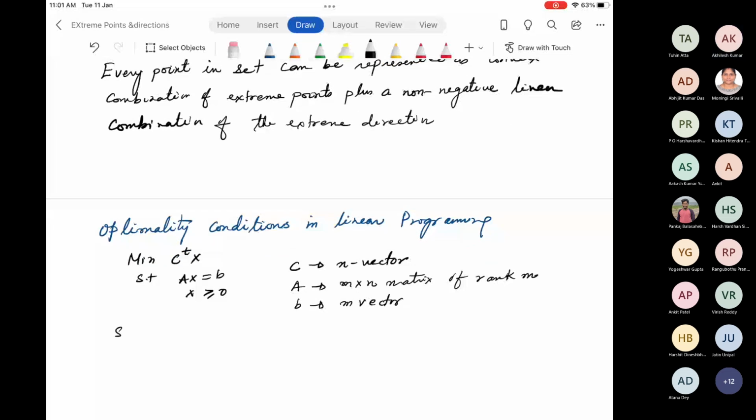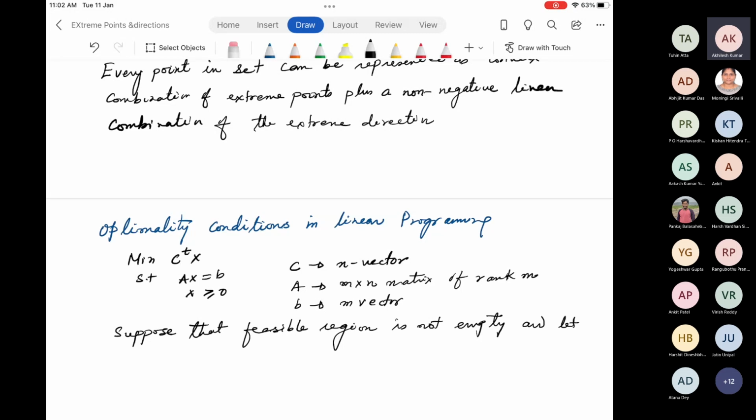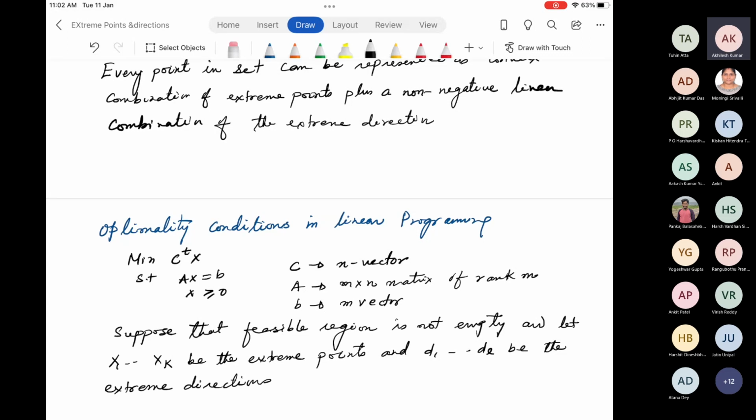Suppose that the feasible region is not empty, and let x1 to xk be the extreme points, and d1 to dl be the extreme directions of the feasible region. When I say feasible region, it is convex, otherwise it will not work.